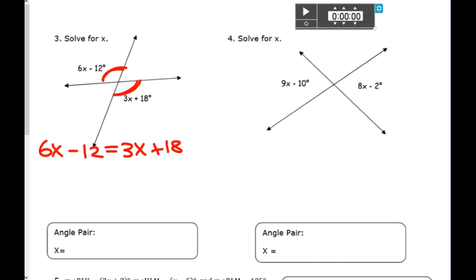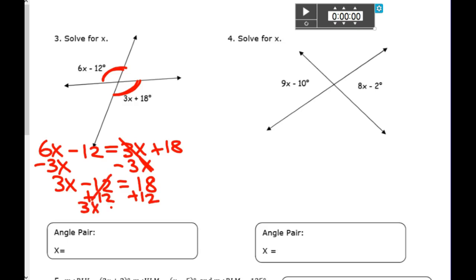Now, x is on both sides. What do I do again? Subtract the smaller one, or get rid of the smaller one. Since it is positive, we are going to subtract 3x from both sides. 6x minus 3x is 3x. Bring down minus 12, equal sign, 18. Bring that down. Two-step problem. What did we get rid of first? The loner. The loner is minus 12, so we're going to add 12. What's 18 plus 12?